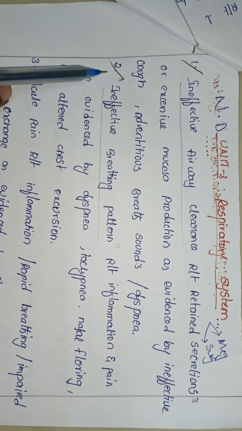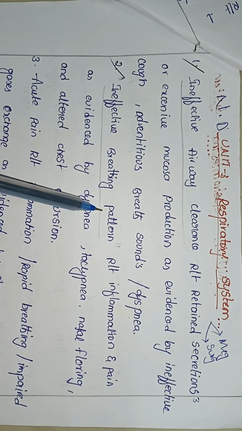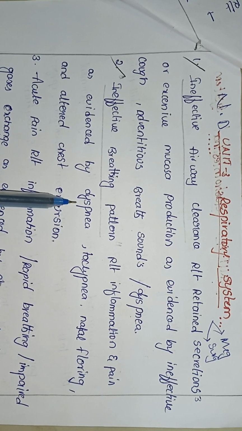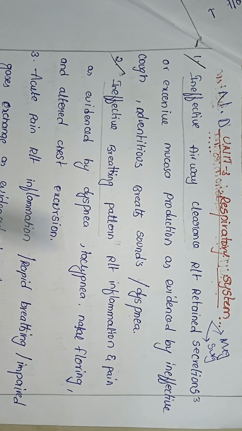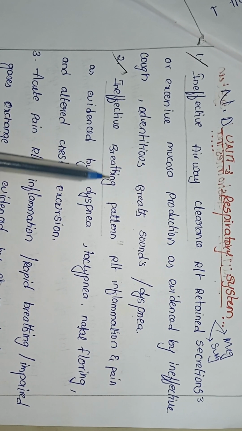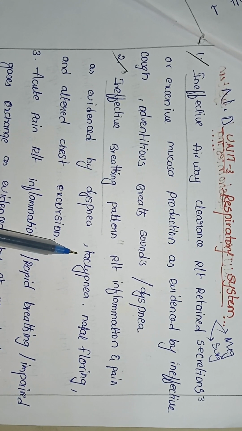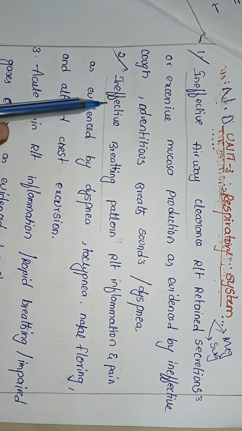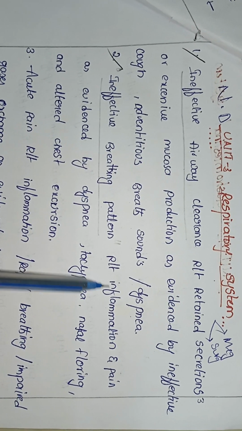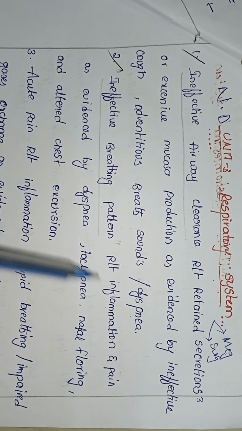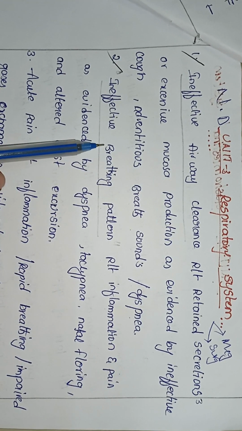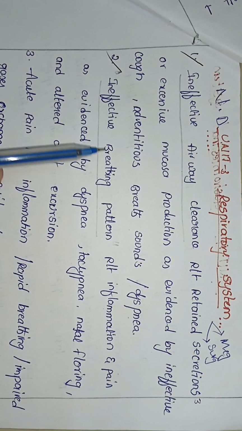Next one, second nursing diagnosis: ineffective breathing pattern related to inflammation and pain as evidenced by dyspnea, tachypnea, nasal flaring and altered chest excursions. Here, ineffective breathing pattern means tachypnea and bradypnea; these are the two ineffective breathing patterns that may be seen in inflammation or any medical condition or any surgical condition. The patient may experience dyspnea, tachypnea, bradypnea. So this is the second nursing diagnosis for the respiratory system.